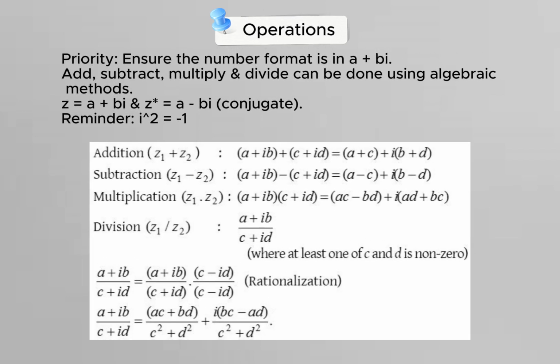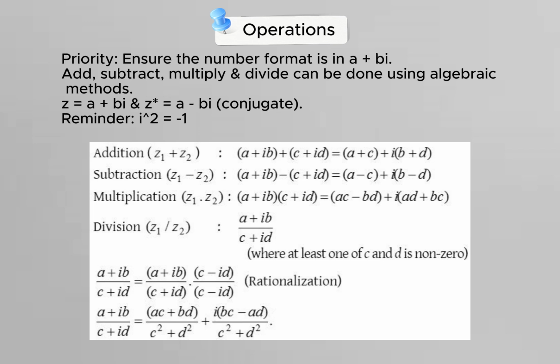Now let's look into operations of complex numbers. So operations of complex numbers are just like doing algebra, like add, subtract, multiply, divide. However, here's the thing about complex numbers. The utmost priority is to make sure the number format is in a plus bi, just to make sure. And you can use different methods.